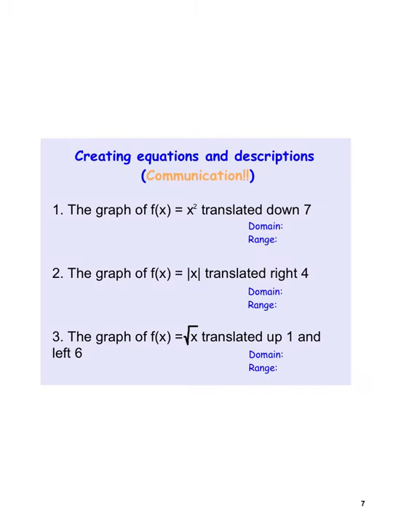Okay? So when we create equations and we have these descriptions, you'll start to see this communication like translated down 7. Okay, so translated down 7, in this case, would just mean that we take the x squared and we subtract 7. Okay, so the domain for the x squared was, as the graph looked like this, and it just continued to go off in this direction, the domain was negative infinity to infinity. Well, the domain remains negative infinity to infinity because there's no restriction on where it can go with the x's.